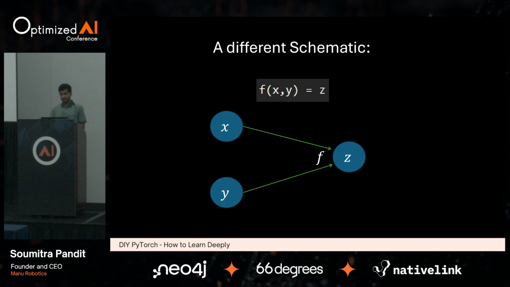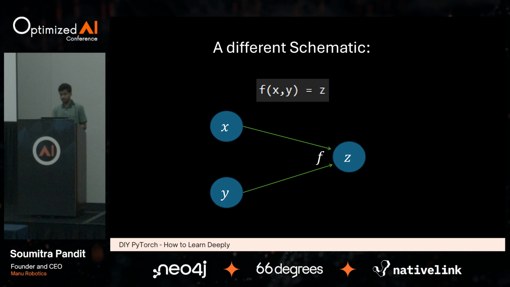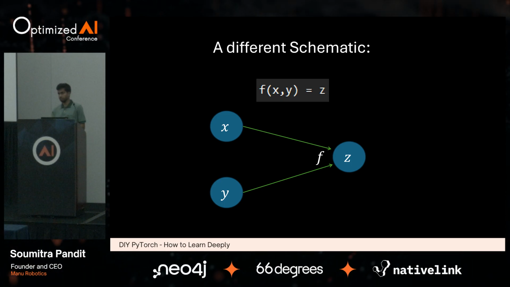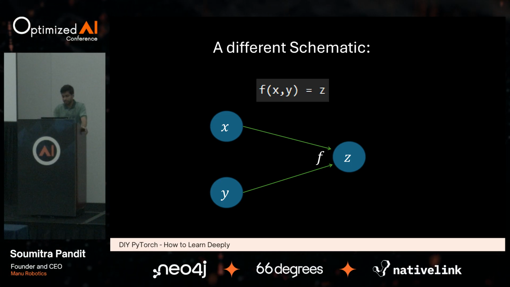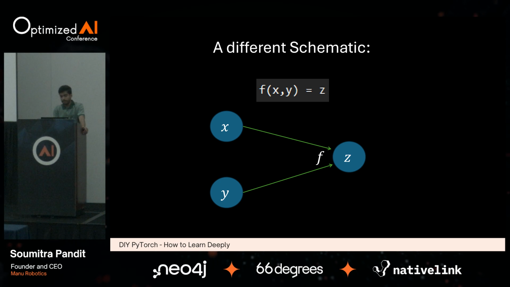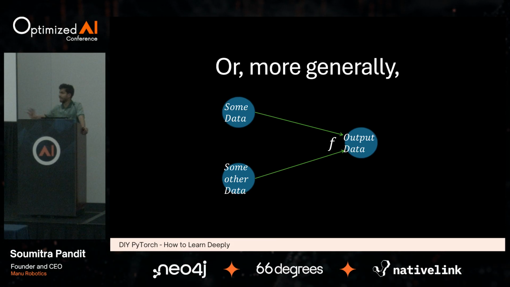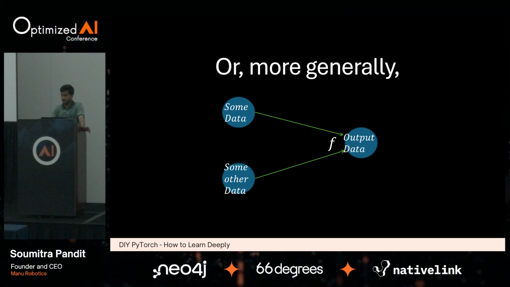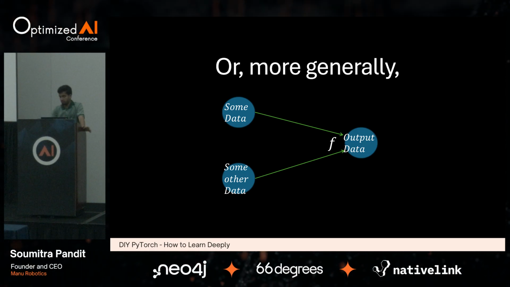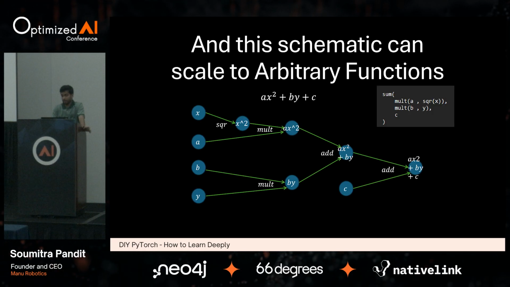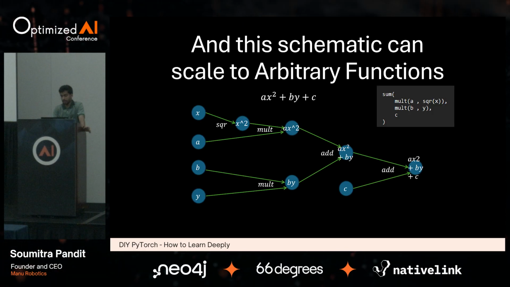All we have are nodes which have some values, and another node which is also a value. But this directed graph essentially is created by this function being applied to x and y. The beautiful thing about this schematic is that it can extend generally to data in this way. So we have some data, and that can be any abstract data, and you have some other data, and then you get some output data. And now this is the ugly function that we saw earlier, the equation, and this is the trace for that function in our schematic.